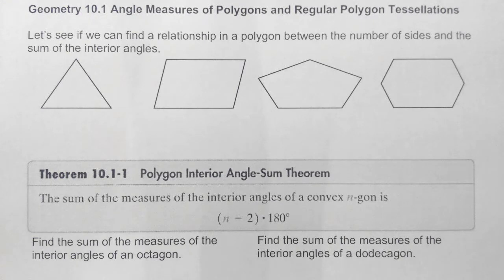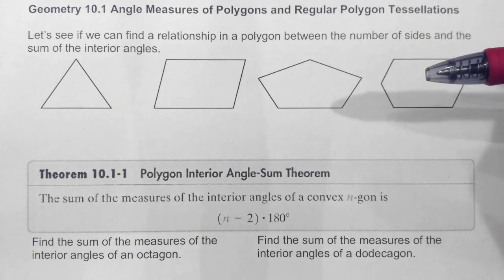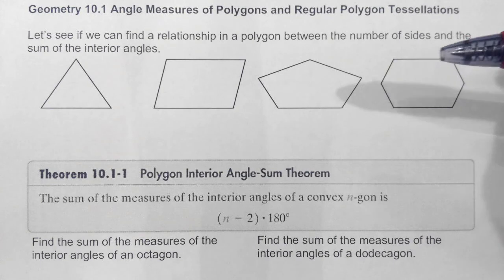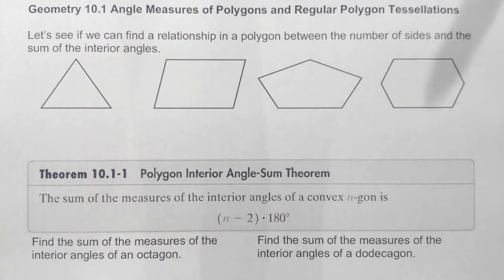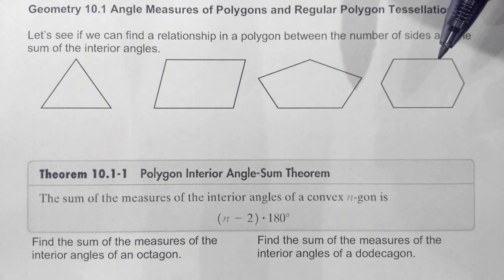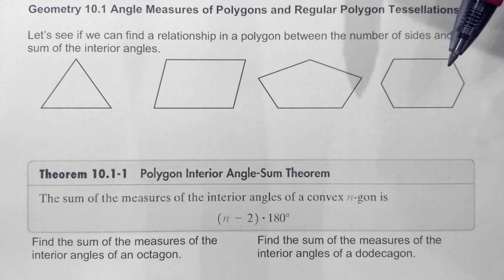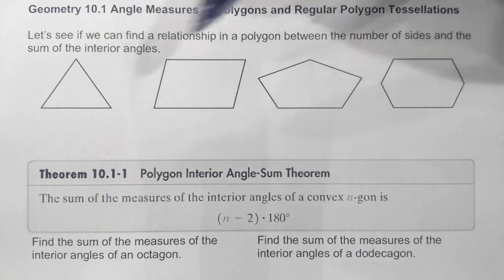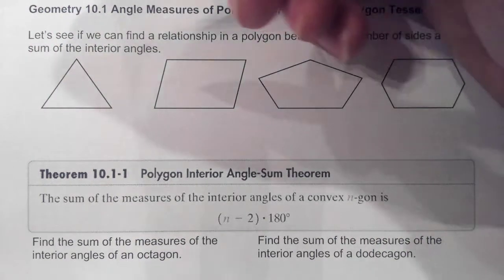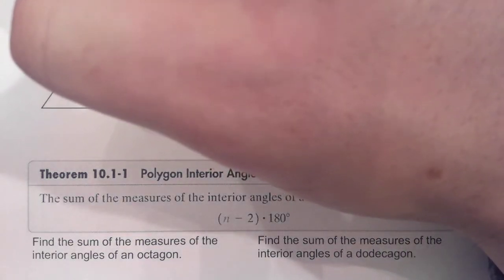So first thing we're going to do is see if we can find a relationship between a polygon's number of sides and the sum of the interior angles. Normally, if we were in class, I'd say, well, why don't you try and figure it out? But since I can't really interact with you right now, I'll just show you how to do it. So you know what a triangle's interior angles are. It's 180, right?